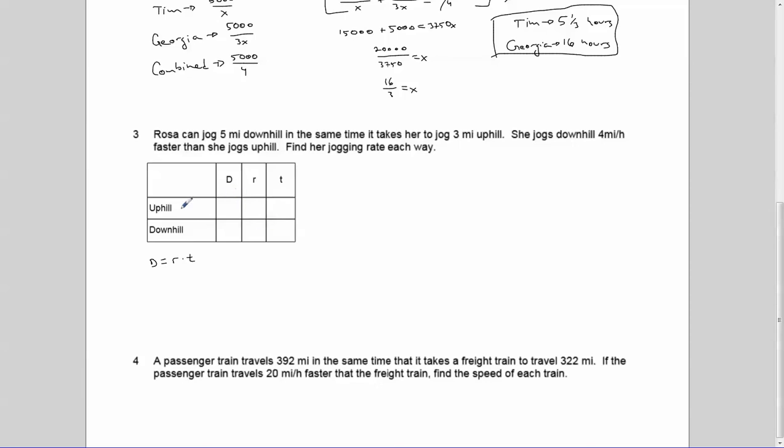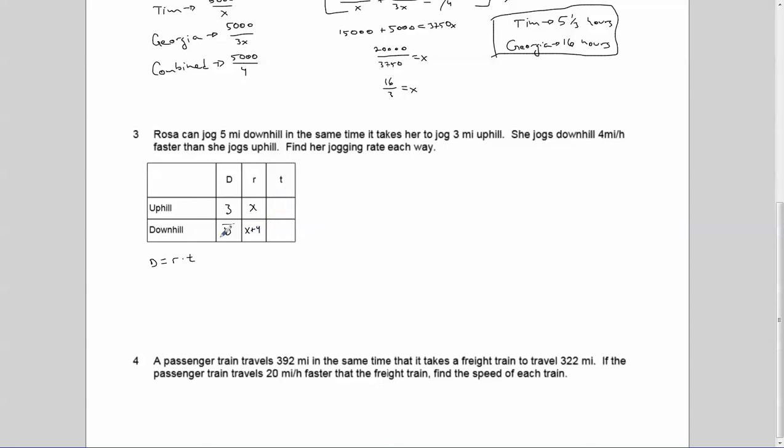So the distance uphill, it says that she can jog 3 miles uphill. Downhill, 5 miles. So our rate, she jogs downhill 4 miles an hour faster than she jogs uphill. So our variable we're going to say is x is the rate to jog uphill. That means that downhill she's jogging at a rate of x plus 4 because she's 4 miles an hour faster.